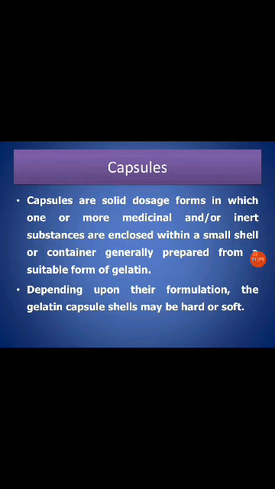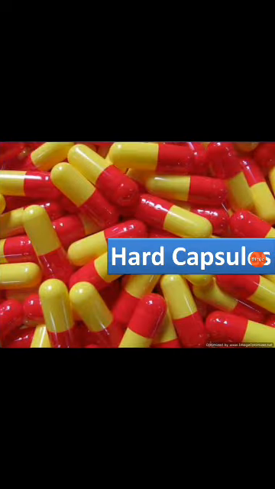So depending upon the type of the capsule shell and the content filled inside the capsule, there are two types of capsule possible, that is hard gelatin capsule, HGC, and soft gelatin capsule, that is SGC. So there are two types of capsule, hard and soft. First we will discuss hard gelatin capsules.